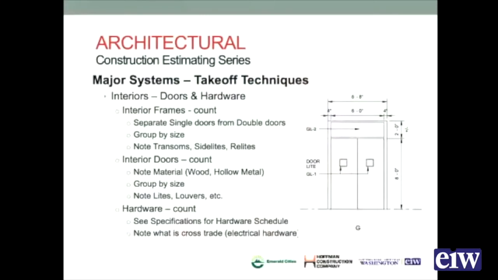So once we've done our finished surfaces, another major area of interiors is doors, frames, and hardware. These are all looked at as each counts, but by size and by material. So if we start off with frames, interior frames, you want to look at, is it a single door opening? Is it just one door? Is it two doors? They each cost differently. Group it by size. Now, is it a 6x8? Is it a 7x8? Is it a 3x7 single door?